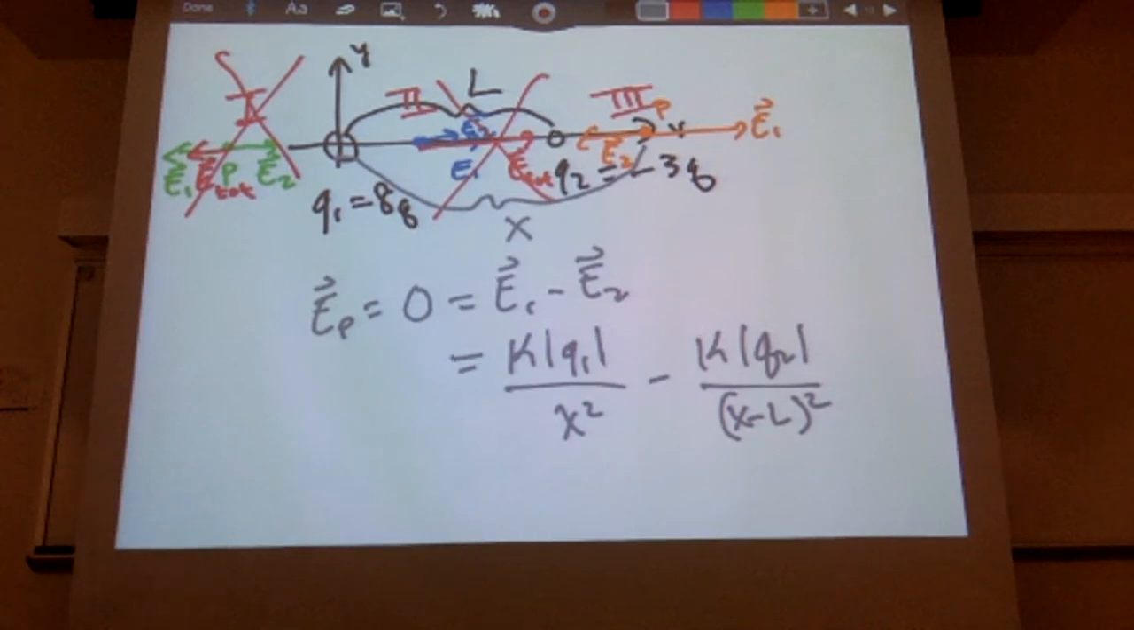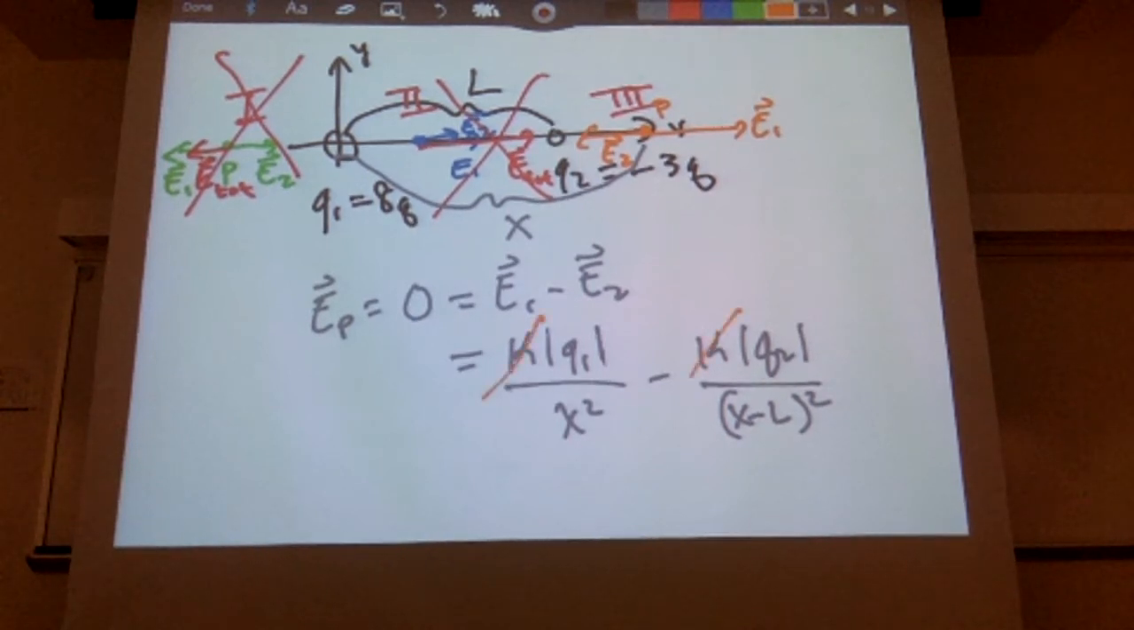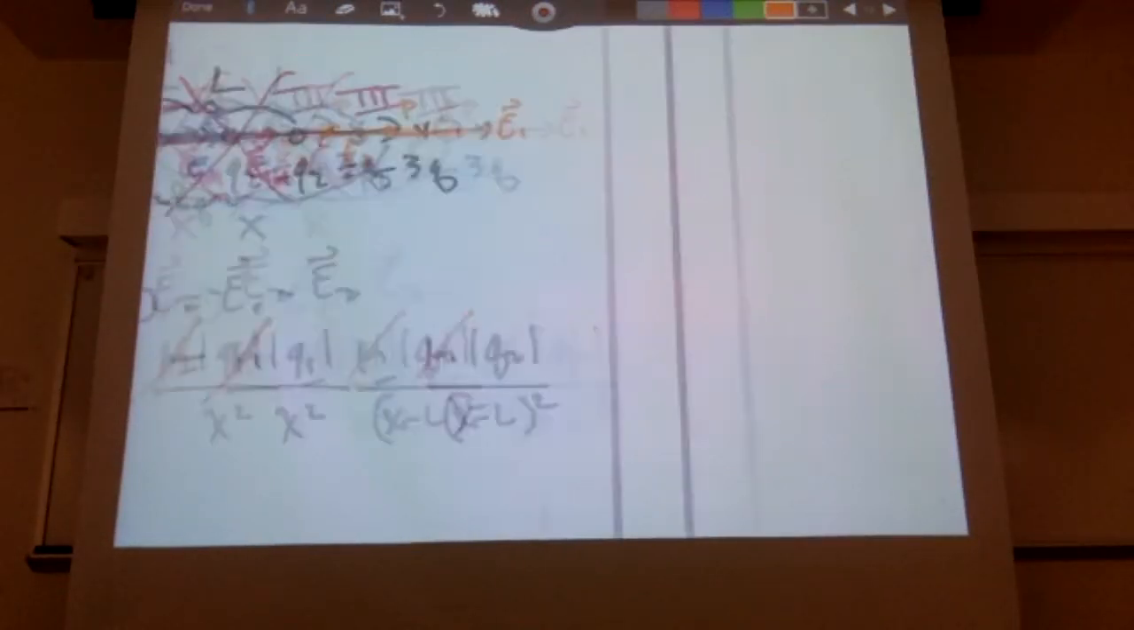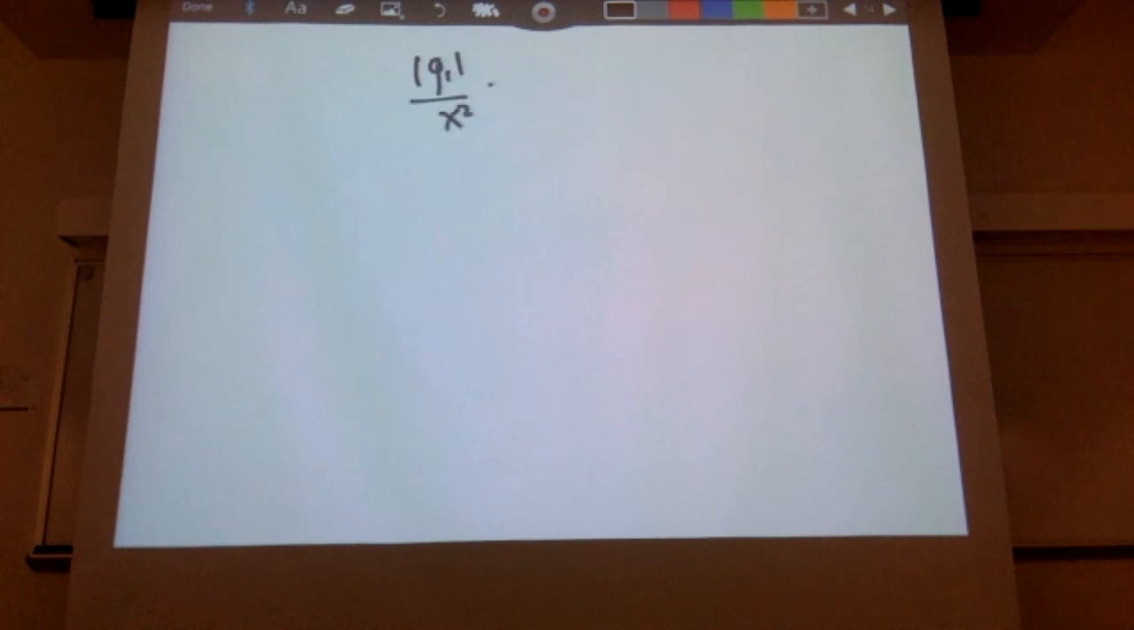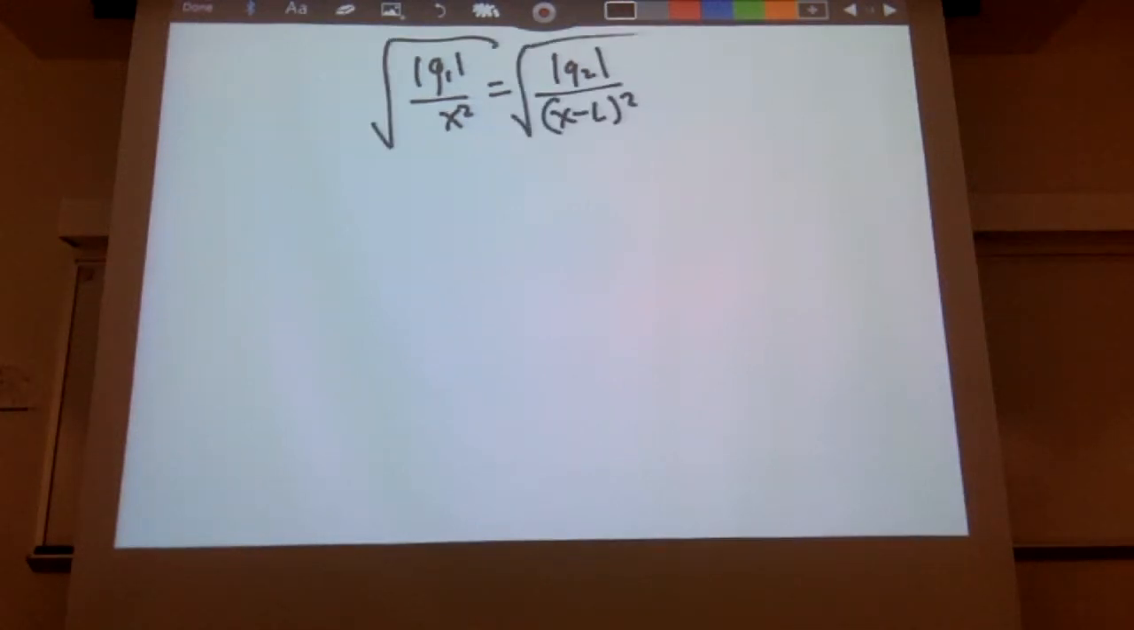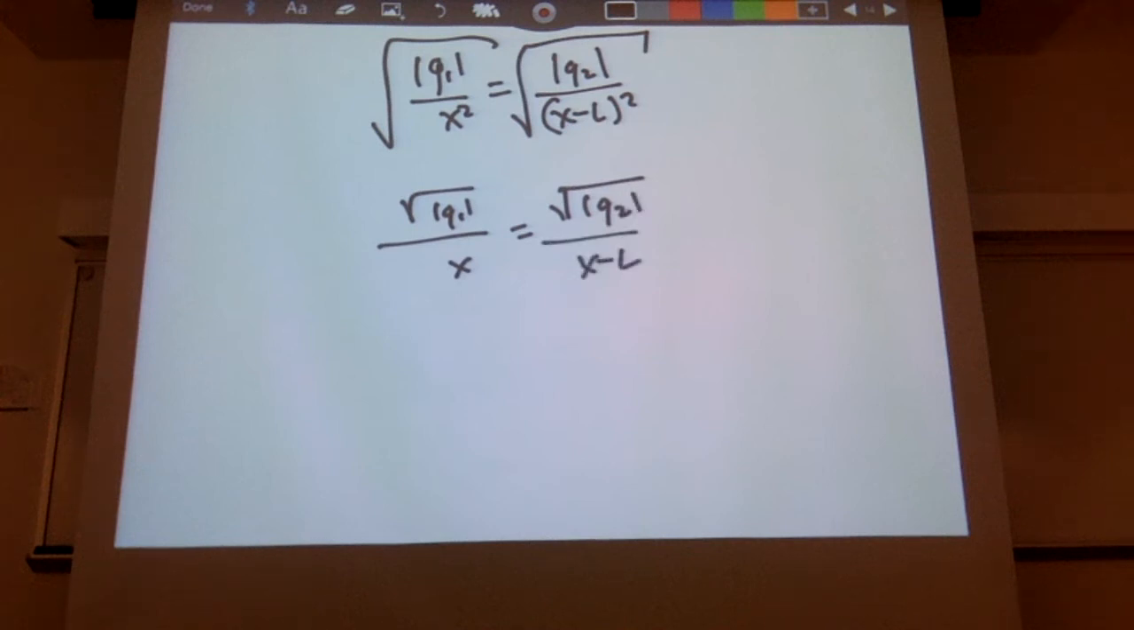Now, since this is equal to 0, we don't care about K. K is going to vanish. So let's cross multiply. What we get is the magnitude of q1 divided by x squared is equal to the magnitude of q2 divided by x minus L quantity squared. Do the same thing as before: let's take a square root just to get rid of that squared. So now we have the square root of the magnitude of q1 divided by x is equal to the square root of the magnitude of q2 divided by x minus L. Cross multiply and then simplify.